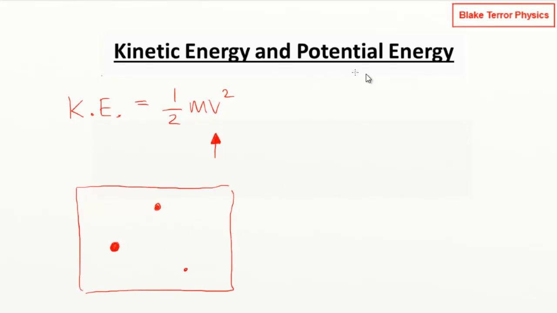So potential energy is position based. Kinetic energy, it doesn't matter where the object is relative to other things, it's just based on the motion of that individual object, whereas potential energy is based on relative position.